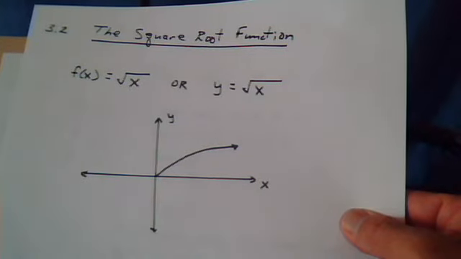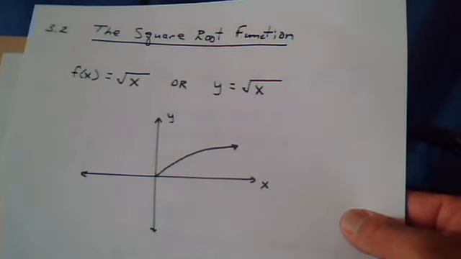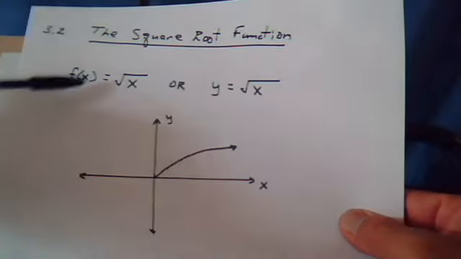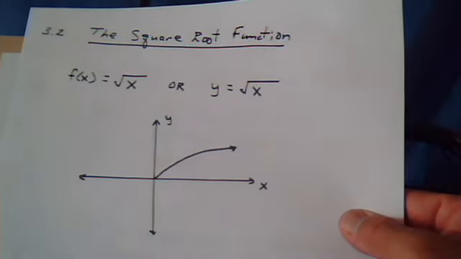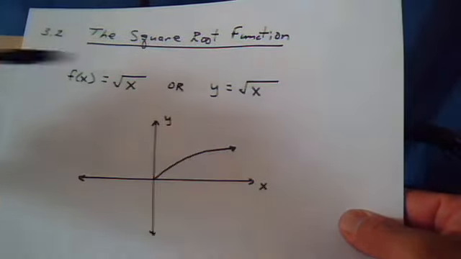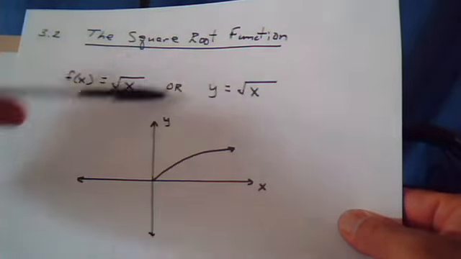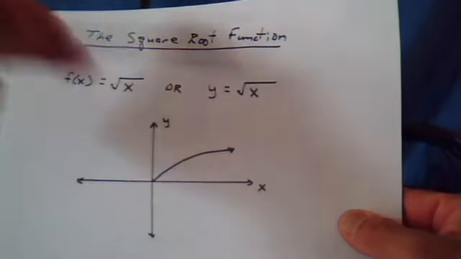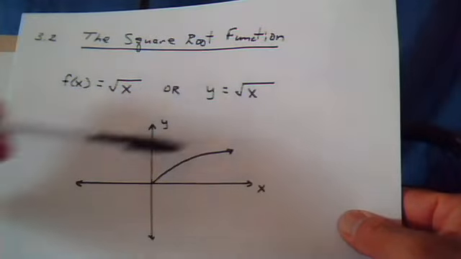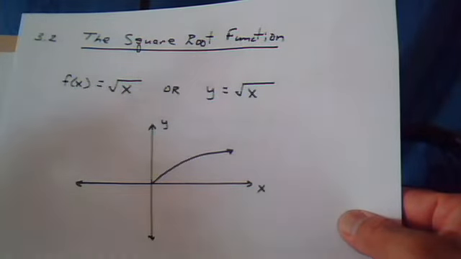The square root function. This is the look in equation form, and this is the look in graphical form. So when you have a square root equation, which can be f of x equals square root of x or y equals square root of x, remember f of x and y mean the same thing. It has this shape. The look of the graph for a square root function has this shape.